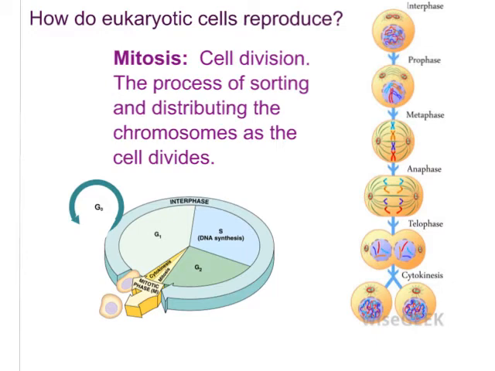So how do eukaryotic cells reproduce? They reproduce by mitosis. Remember, eukaryotic organisms belong to the kingdoms Plantae, Animalia, Protista, and fungi. Prokaryotic cells belong to the bacterial kingdoms, and they reproduce by a different mechanism called binary fission. And we're not going to really go into that right now. We're going to talk about mitosis, which is the eukaryotic cell reproduction cycle.